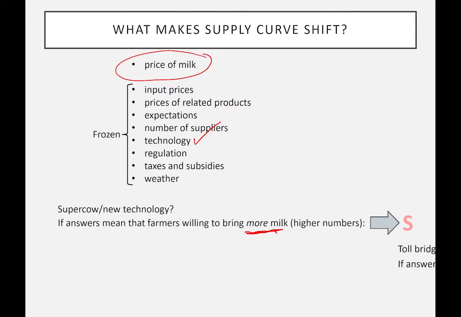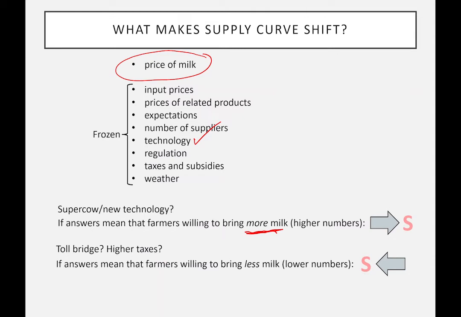If, on the other hand, I change something, for example, the wages of drivers, maybe the price of cheese, so they can sell their milk into a cheese factory, or the taxes go up, the weather is bad. If I change something, in this case I change the toll bridge, they can bring less milk, then the supply curve shifts to the left. So sort of this is going to the right, this is going to the left.